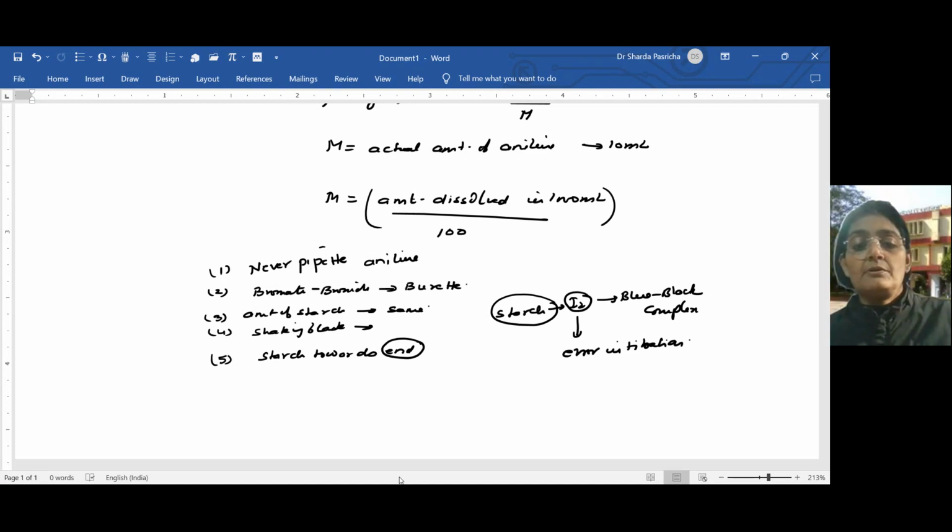I hope the procedure is very clear to you. You understand how the experiment has to be done. Now you can perform the experiment and record your result and show me the result.